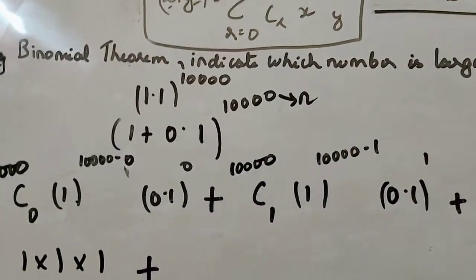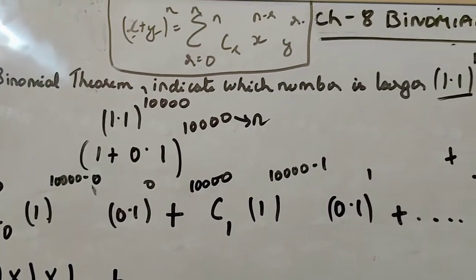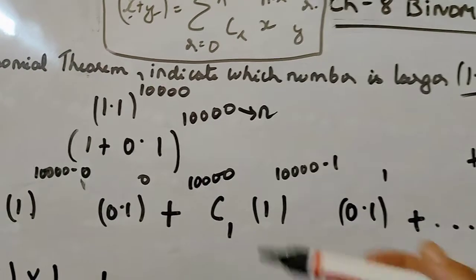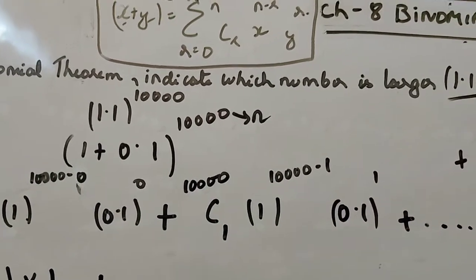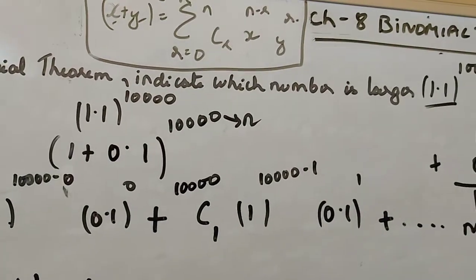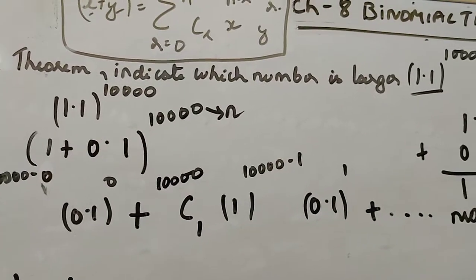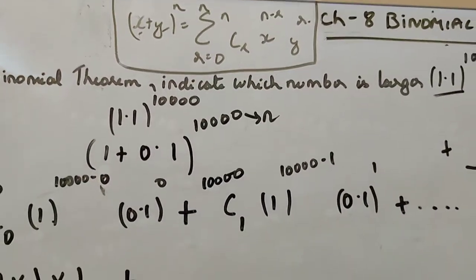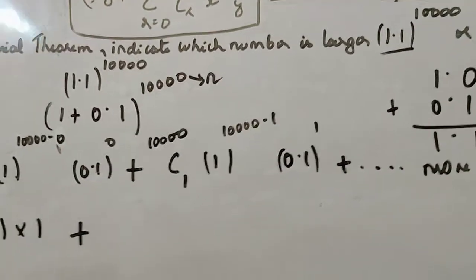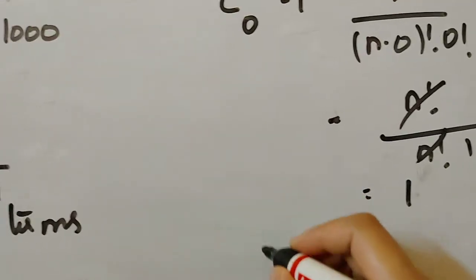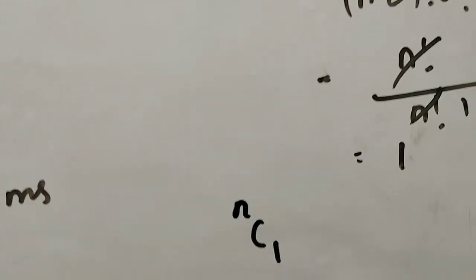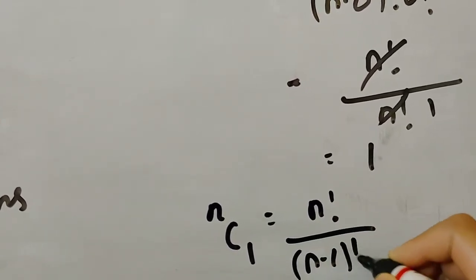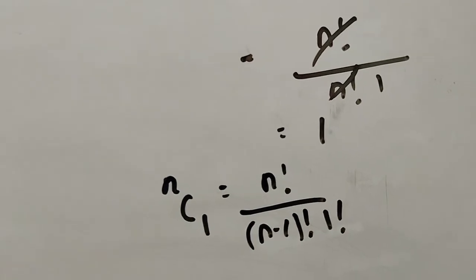10,000C1. Now some formulas you need to calculate also. Okay. If you keep calculating this with Pascal's triangle, it is going to be very huge. See, it is 10,000. That means your n will be 10,000. Here also we cannot do Pascal's triangle. So one straight formula, nC1. Okay. n factorial divided by n minus 1 factorial into 1 factorial. Okay.